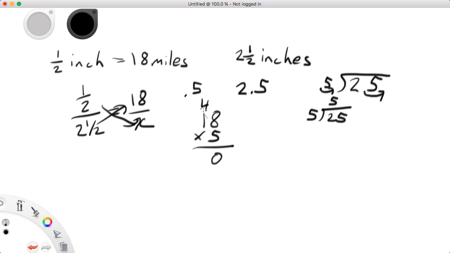So since we multiplied 1/2 by 5 to get 2.5 inches, we're going to multiply 18 times 5. 5 times 8 is 40. 5 times 1 is 5, plus 4 is 9. So the answer is 90 miles. The answer to this question is 90 miles, okay? So that's the first part. Pretty easy stuff. I expect every single person to get that right if something like that comes up on the ACT this year.